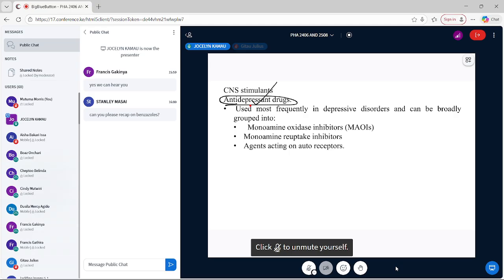But again, always remember, nothing is cast in stone. There will be some intersection. None of them will have just one activity alone. It will bind this receptor and that one. But we look at the major center it binds. It can bind the others, but to a lesser degree. So they target the respiratory and vasomotor centers in the medulla oblongata.